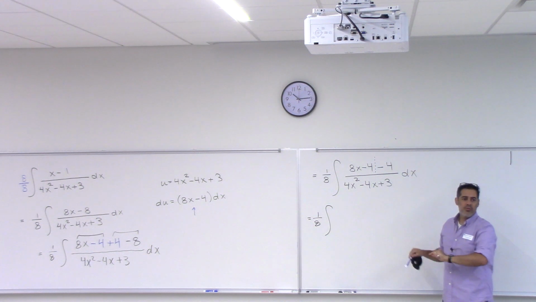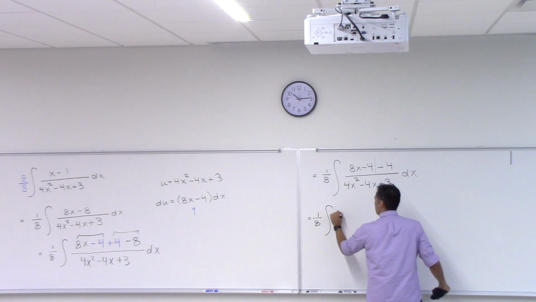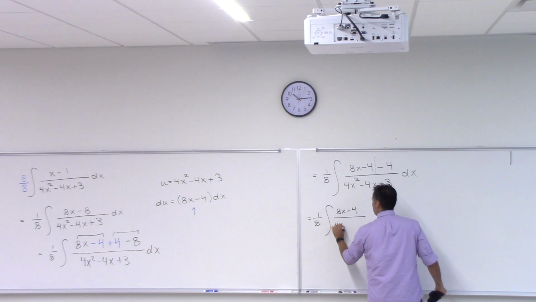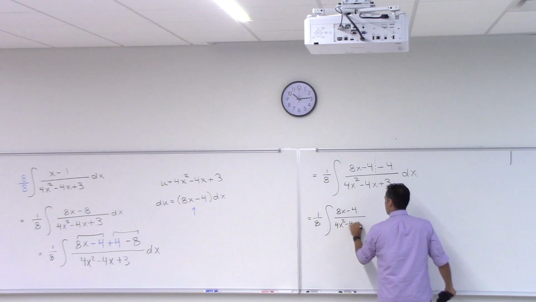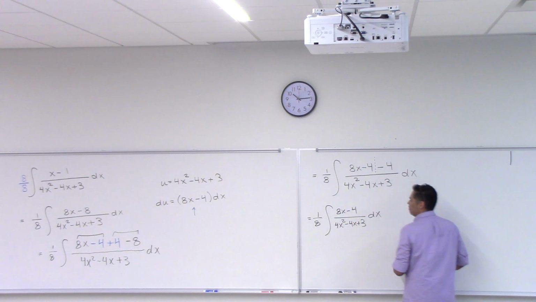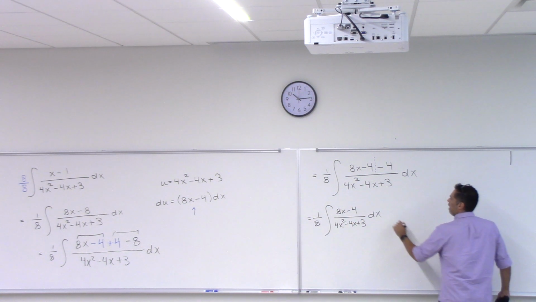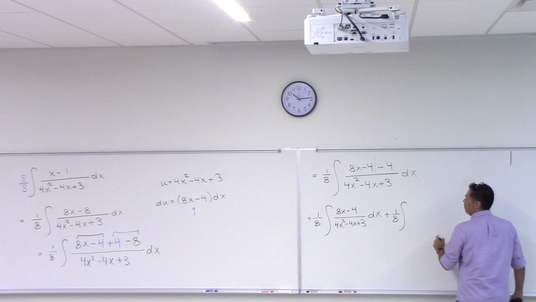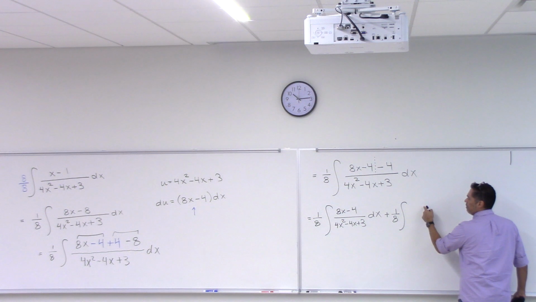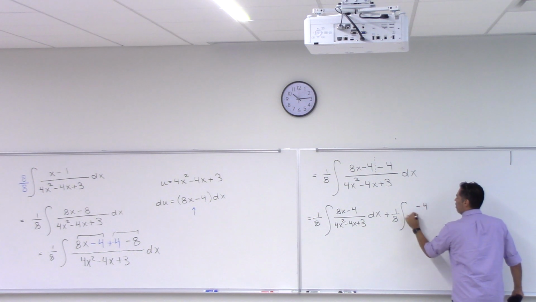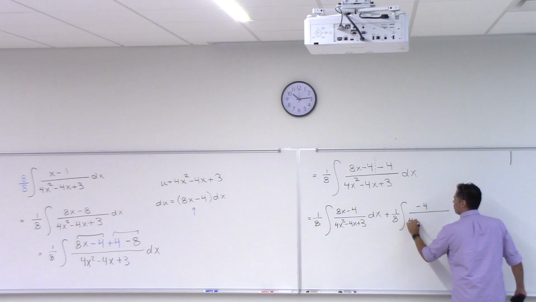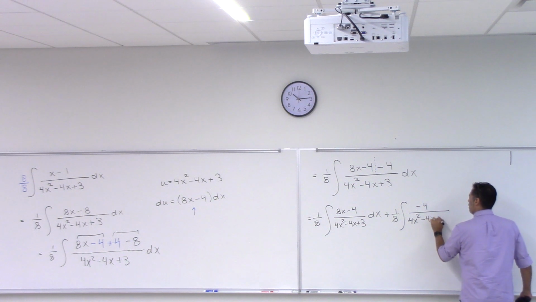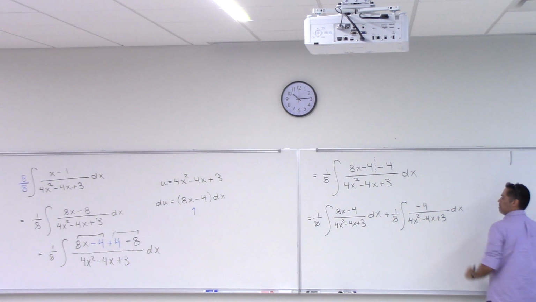I'm going to break it into two integrals. It's going to be this integral. Am I allowed to do that algebraically? Can I split fractions like that? Yes. It's that plus 1/8 integral. Okay, what's in the top of this other integral over here? Negative 4 over 4x squared minus 4x plus 3 dx.